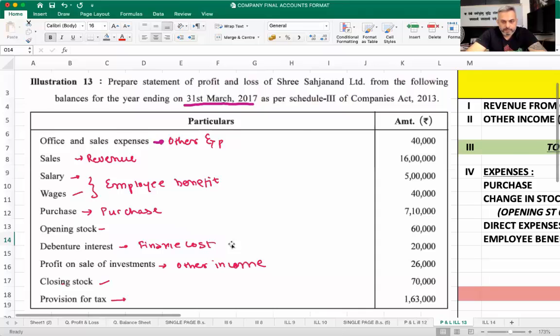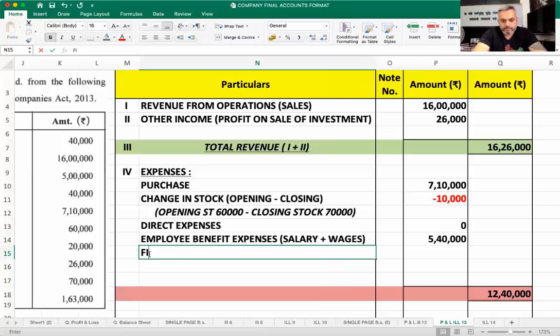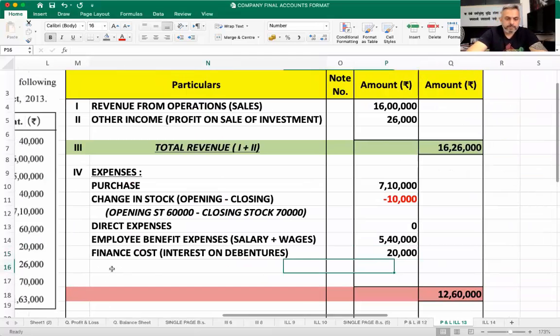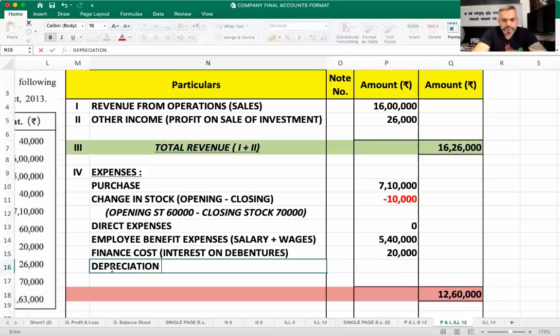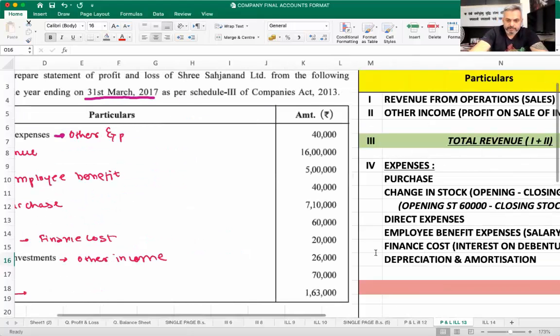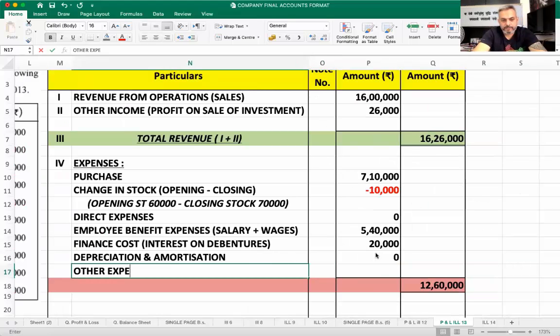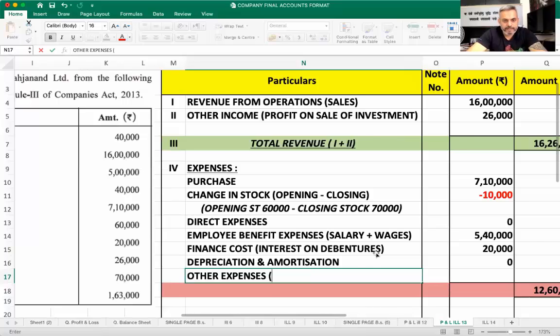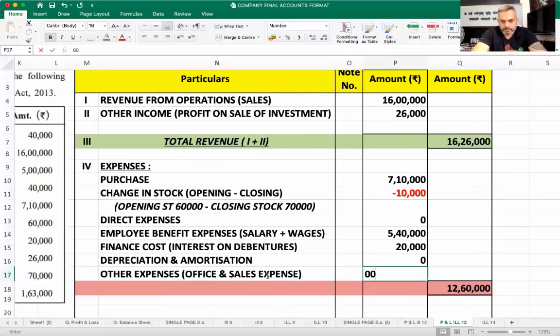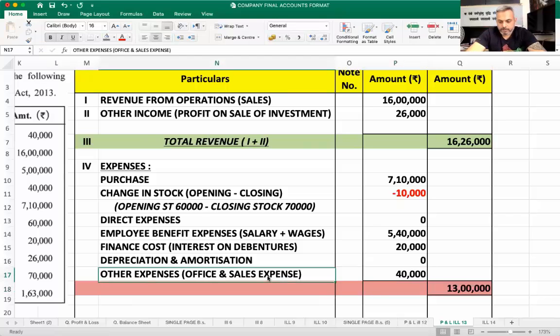So finance cost, interest on debentures. Interest on debenture or debenture interest 20,000. Depreciation and amortization over here, it's not there. Great. So 0. And then other expenses. In this, we have office and sales expense 40,000. So 13 lakh.